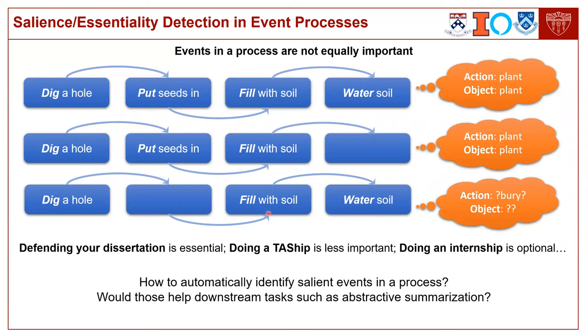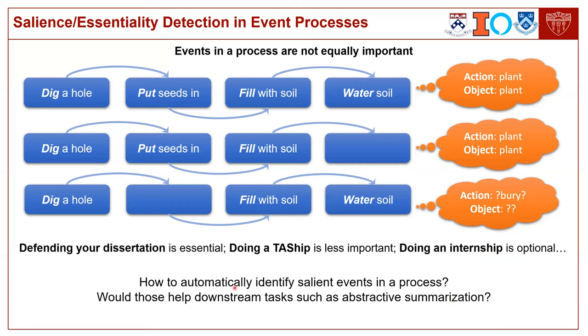It's really hard to tell whether we are trying to plant something or brew something. It's not even possible for us to tell what we are brewing, right? And at the same time, if we consider earning a PhD, we know that defending the dissertation is essential. Doing a TA-ship is probably less important. It's not required everywhere, and I think it's not required in some UK schools. And at the same time, doing an internship is most of the time optional, right? So the fundamental question will be, how do we automatically identify the salient events or essential events in a process?